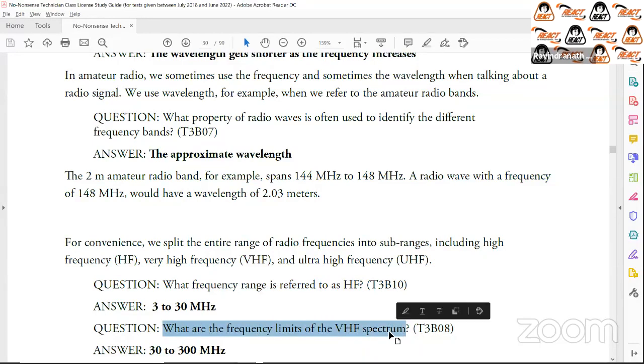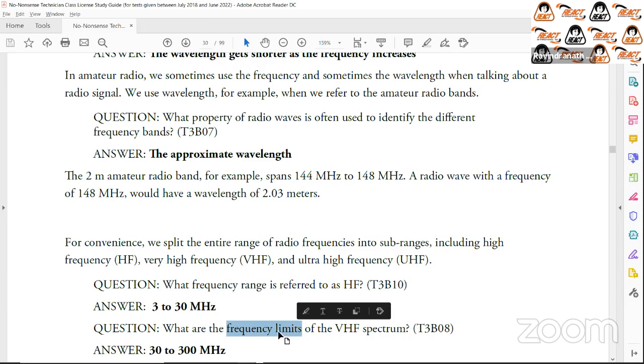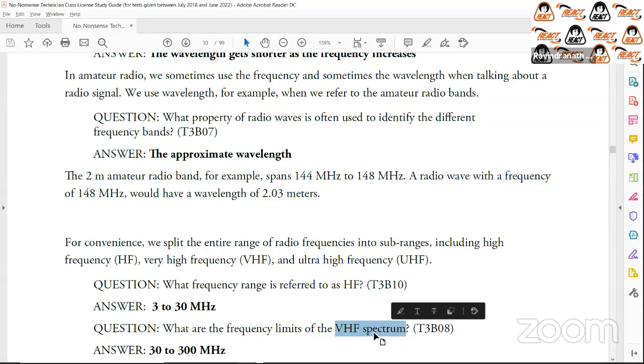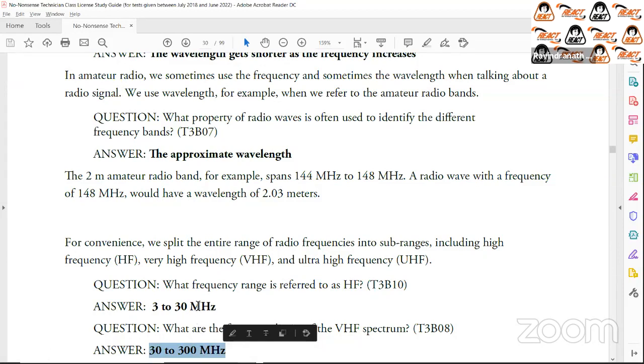They come and ask us now, what are the frequency limits? So you see how they're mixing up the question? In the previous question they said, what is the frequency range? Now they ask what the frequency limits are, just another way of asking the same question. But this time, they're asking us for the VHF band or the VHF spectrum. It's not 3 to 30 because 3 to 30 is HF. It's not 300 to 3000 megahertz because that is UHF. We know that VHF is between 30 and 300 megahertz.